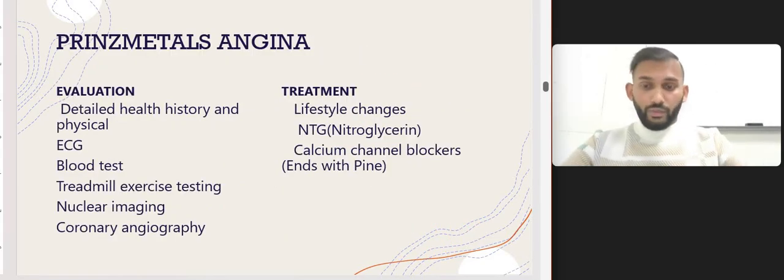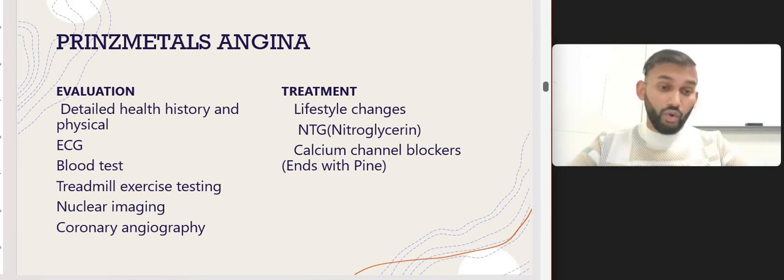Now, evaluation wise, you can do the history and physical, see if there is someone in the family that had it before, or we can do the ECG or EKG during stressful situations such as a treadmill test, nuclear imaging, or coronary angiogram. But the thing is, once that spasm goes away, you will have a normal EKG, everything will look fine, but if the spasm stays for a long period of time, then you can have the problem.